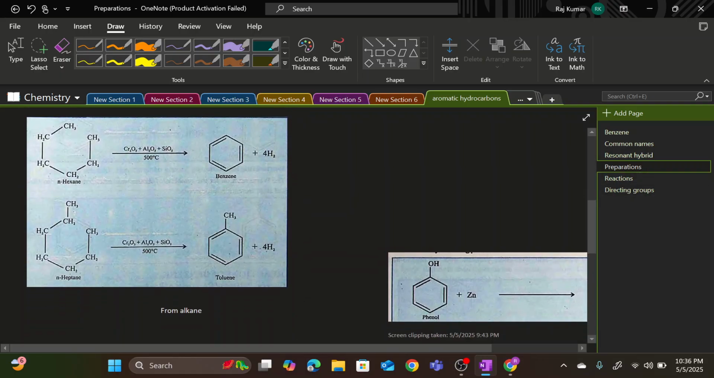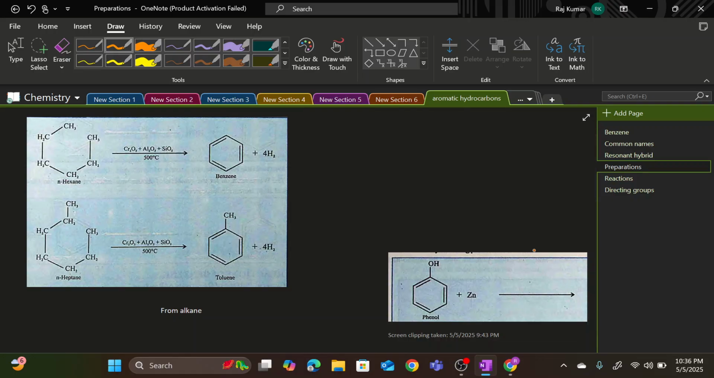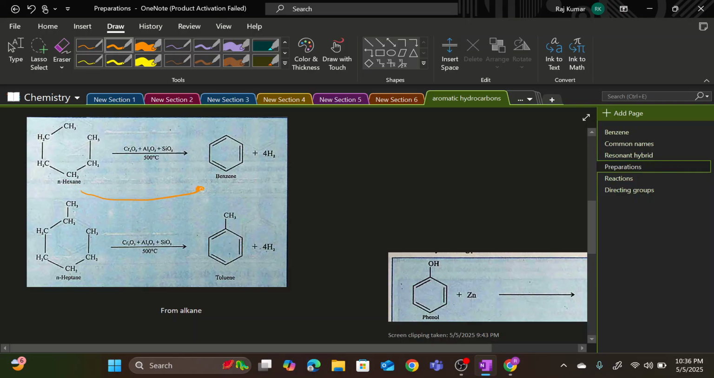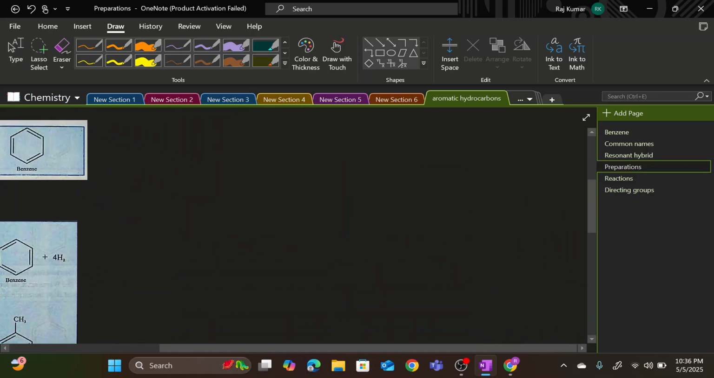Now I can also make it from alkanes. What I do is I take N-hexane, use the catalyst chromium oxide, aluminum oxide, silicon oxide at 500 centigrade, I get benzene. N-heptane with chromium oxide, aluminum oxide, silicon oxide at the same temperature 500 centigrade, and I will get toluene. If I'm using N-hexane for making benzene, it will form benzene. If I'm using N-heptane, it will form toluene because of the 7 number of carbon atoms.